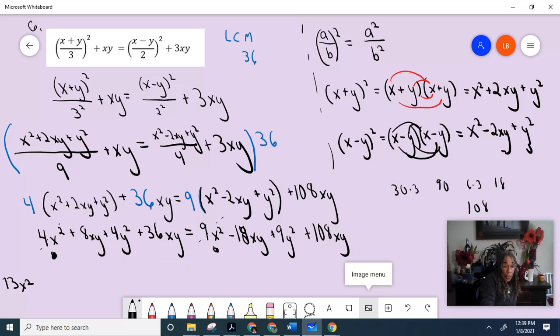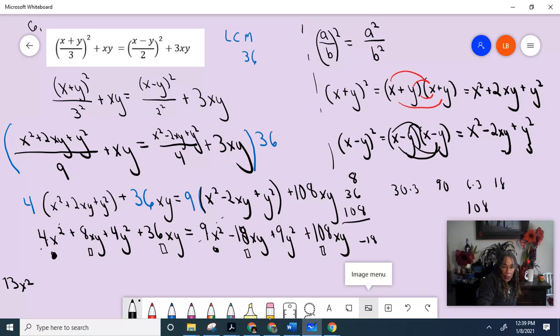All right, now I've got some xy's. I think I'll make xy's a rectangle. So xy, xy, xy, xy. Now, that's a lot of xy's. All right, so I'm going to add them all together. I've got a positive 8 and a positive 36, a negative 18 and a positive 108. So I'm going to add all those and then I'm going to subtract 18.